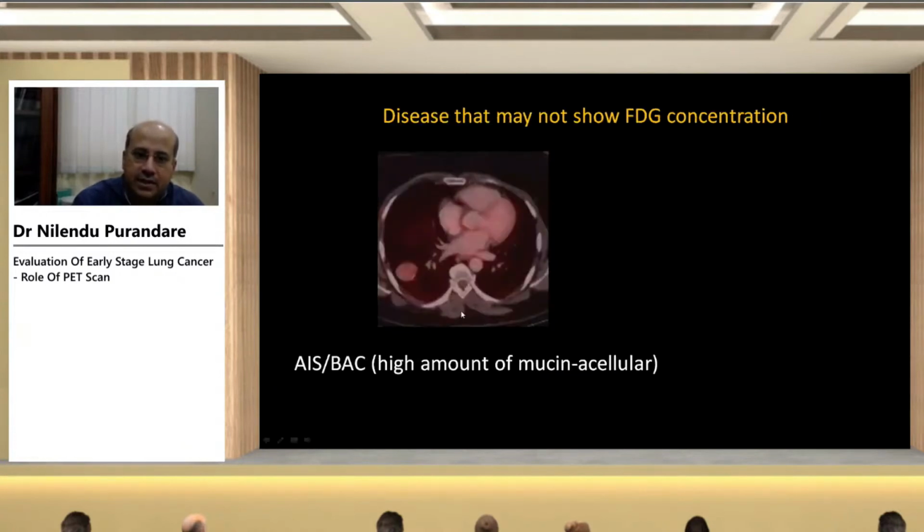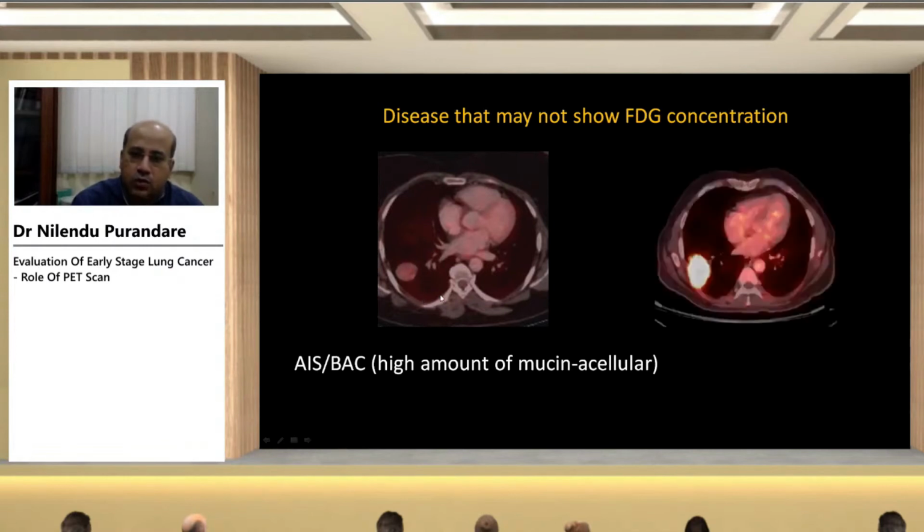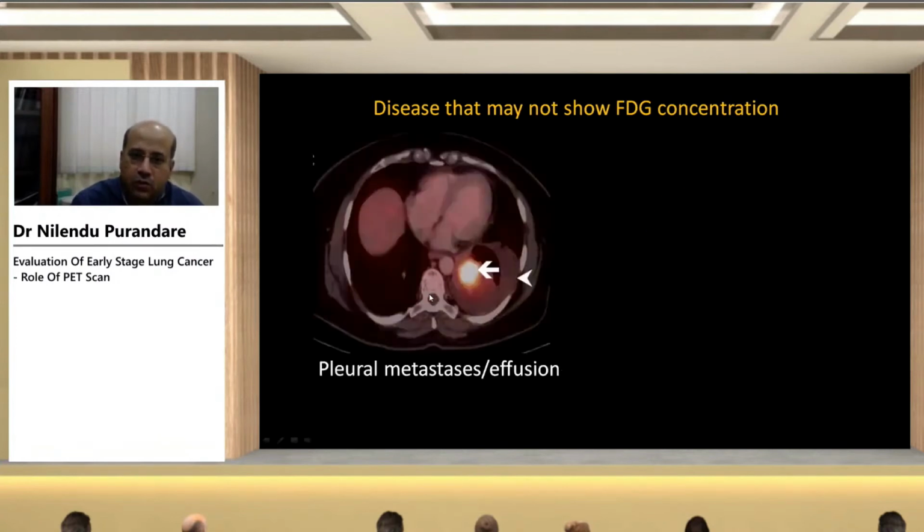There are certain cancers like bronchioloalveolar carcinoma which have a high amount of mucin and hence are acellular in nature, and do not show FDG uptake. So this is an example of a bronchioloalveolar carcinoma nodule which does not show PET uptake, whereas this is a regular garden variety. This is how normally lung cancers are FDG avid. But adenocarcinoma in situ or BACs may not often show uptake. So that's something which we need to remember.